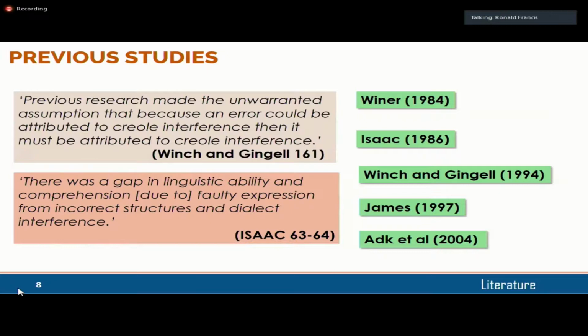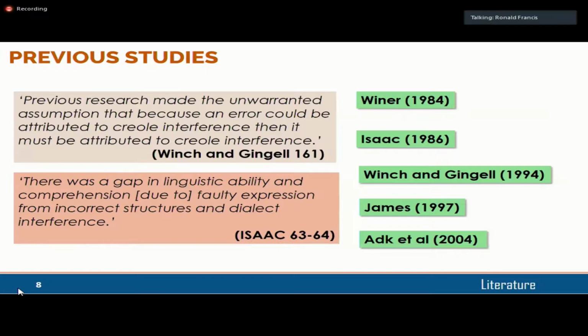So Wint and Gingell, who were two British teachers who did research in St. Lucia in 1994, said that previous research made the unwarranted assumption that because an error in writing could be attributed to Creole interference, then it must be attributed to Creole interference. So they basically said that Creole should take its place at the bottom of a long list of issues that students have in writing. Before them was Martha Isaac, who looked at secondary school students in 1989. And then she said that there was a gap in linguistic ability and comprehension due to faulty or incorrect structures and dialect interference.